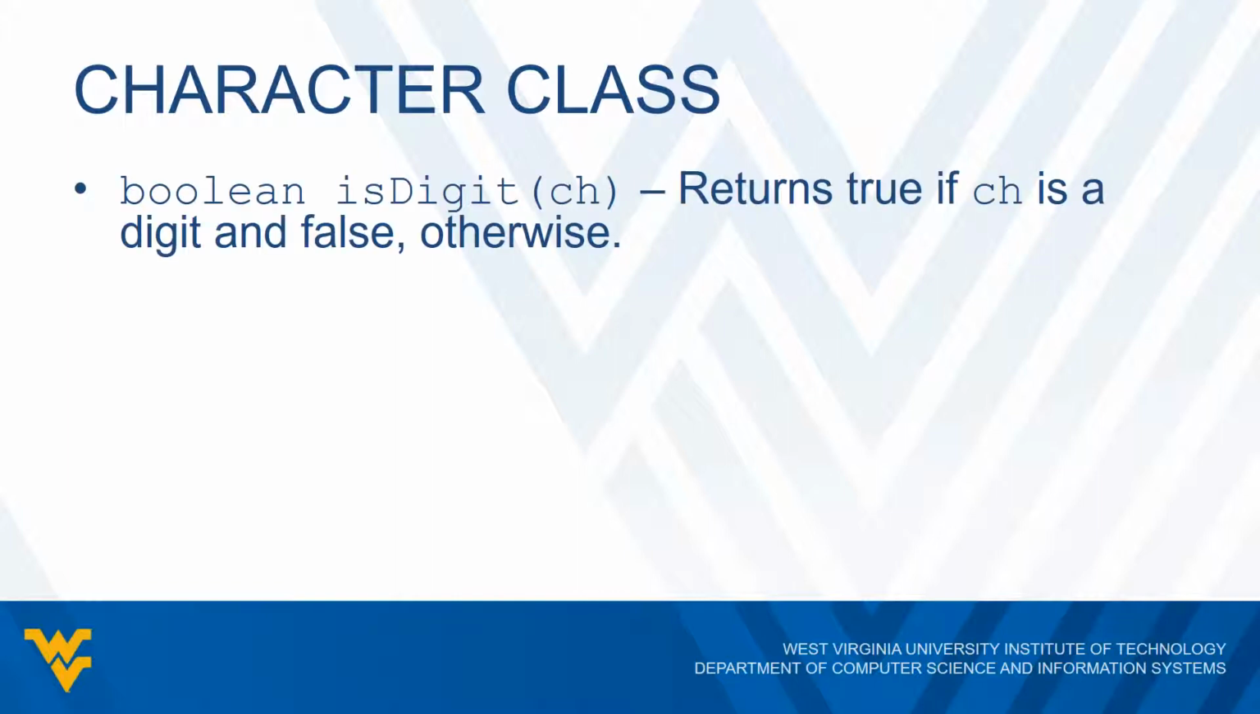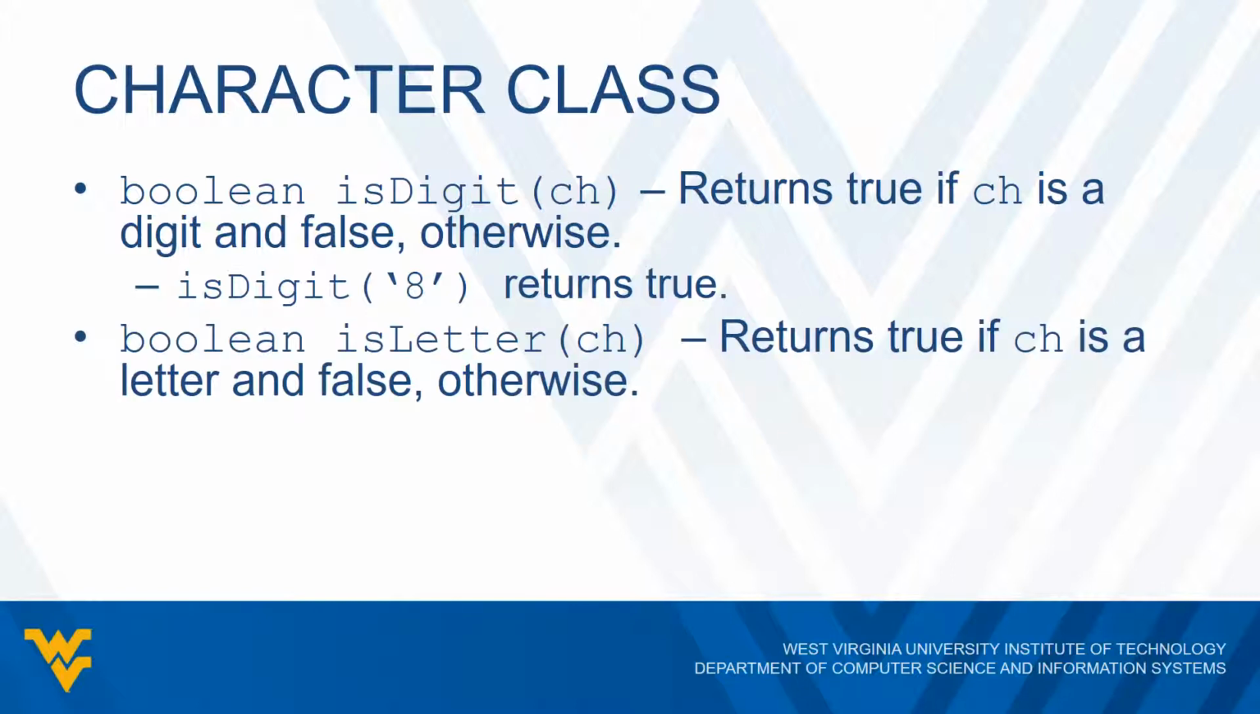So the first method we'll take a look at is the isDigit method. This is a Boolean method that returns true if the character ch is a digit. And if it's not a digit, then it's going to return false. So for example, if I do isDigit and try to pass 8 as a character, it's going to return true because it'll recognize that 8 is in fact a digit.